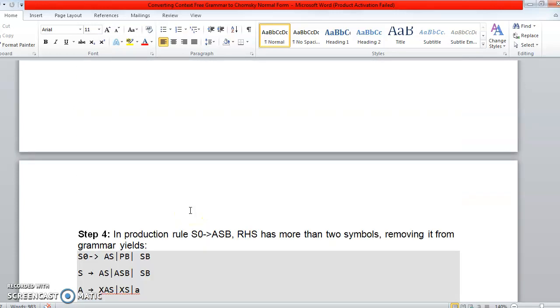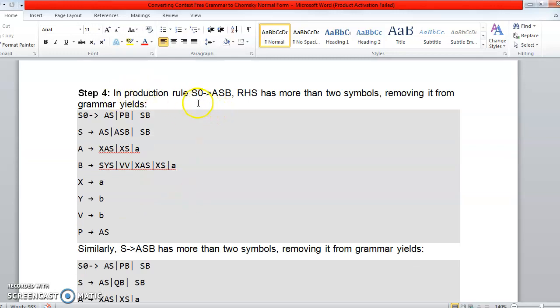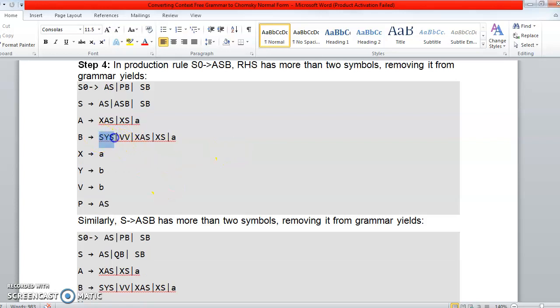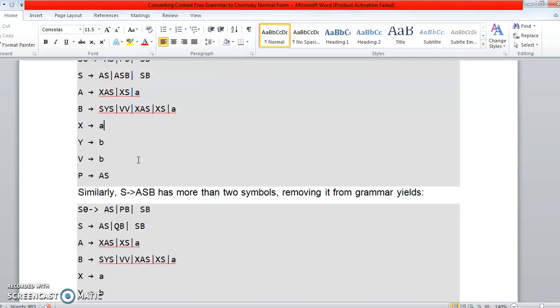Now come to step 4. In the production rule S0 produces ASB, as we introduced in the previous class, in the right hand side there will be no more than 2 variables. So here we find 3 variables. Here we find 3 variables. So we have to keep just 2 variables in the right hand side, and for that we have to eliminate this in this way.